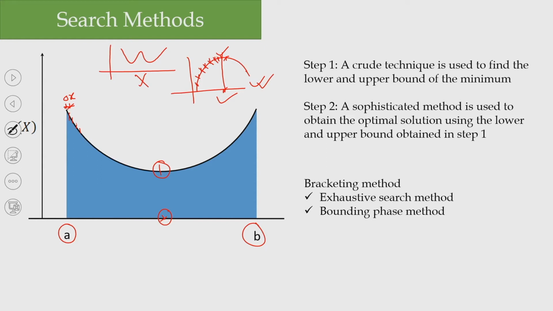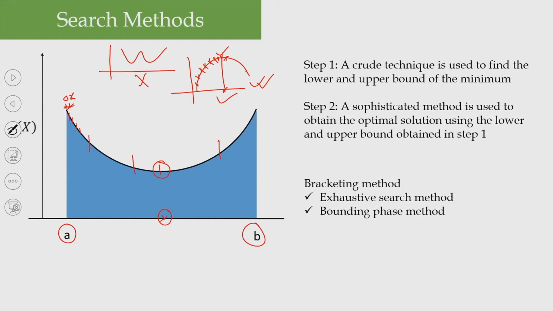Now, you may take a larger step length. Larger step length means you are here and the next step will be here, so you will cross the optima. Therefore, what type of algorithm will you apply? If you apply a very sophisticated algorithm, it will give you the optimal solution, but it may take a lot of time because you are away from the optima.